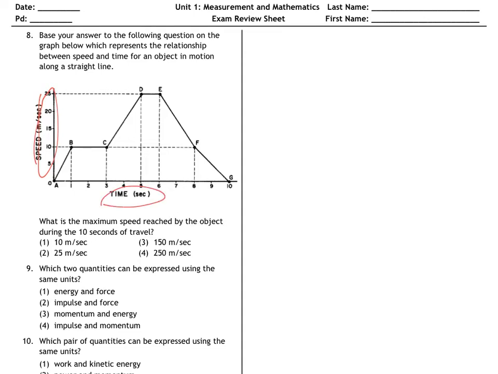So if they want to know the maximum speed, there's no particular graphical skill that you need to use, such as area under the curve or slope. Instead, this question is just read the graph. So the maximum speed reached by this object is right here at 25 meters per second. So I'll just write that in for you.